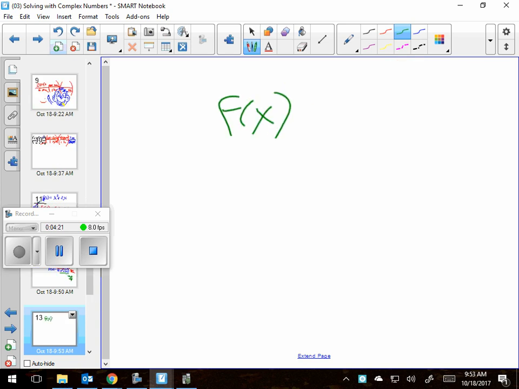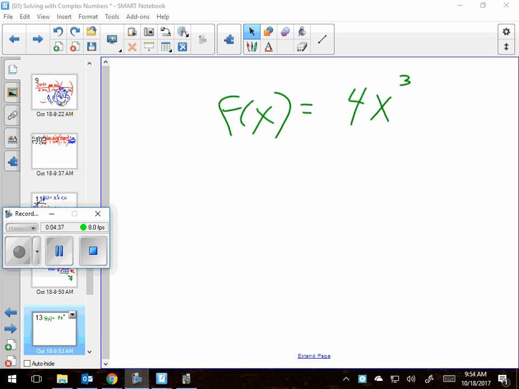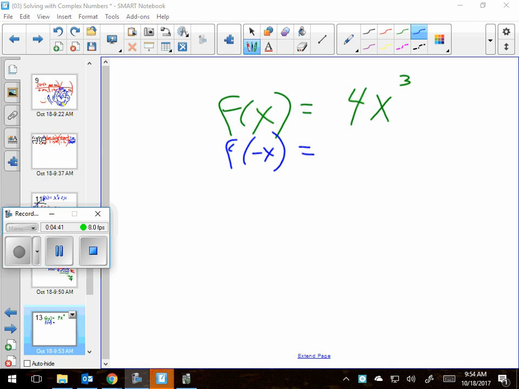f of x equals 4x to the third. I want you to prove that that's odd. Hint, start by sticking in negative x. I'll pause for a second while I give that a try. So you stick in negative x. 4, I stick in a negative x there.